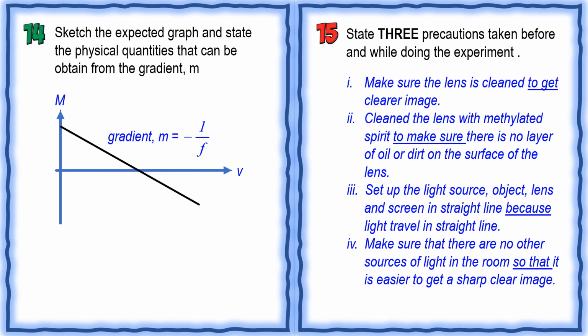I give you 4 precautions. The first one is make sure that the lens is clean to get a clearer image. Second, clean the lens with methyl spirit to make sure there is no layer of oil or dirt on the surface of the lens. You need to set up the light source, object, lens, and screen in a straight line because light travels in a straight line. And the last one is make sure that there are no other sources of light in the room so that it is easier to get a sharp and clear image.